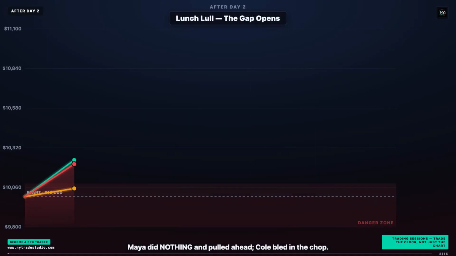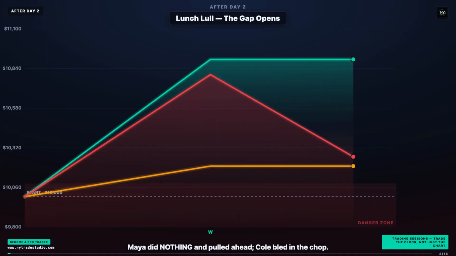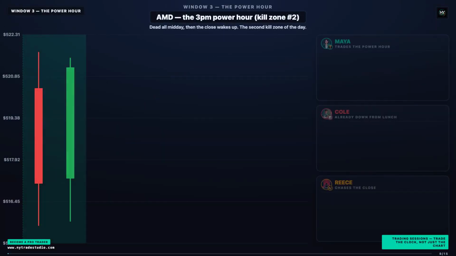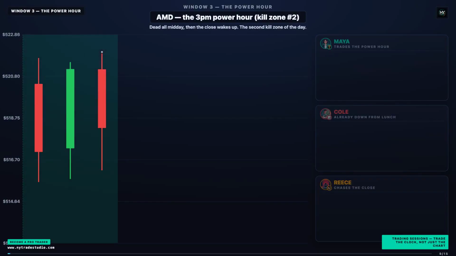After lunch, look at the gap. Maya took 0 trades and stayed perfectly flat, while Cole churned the dead chop and gave back $700. Discipline just made money by doing nothing. Day 3, the power hour. The second kill zone, 3 to 4 p.m.